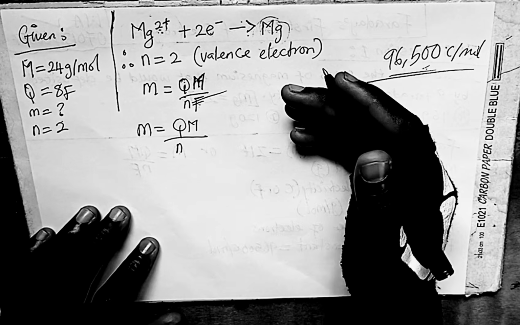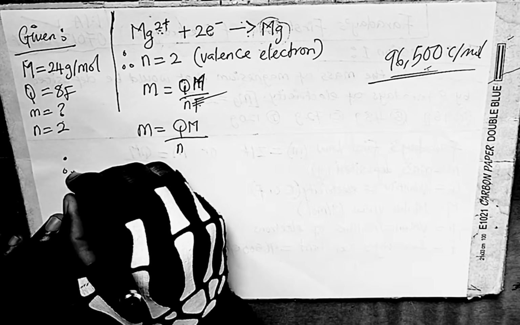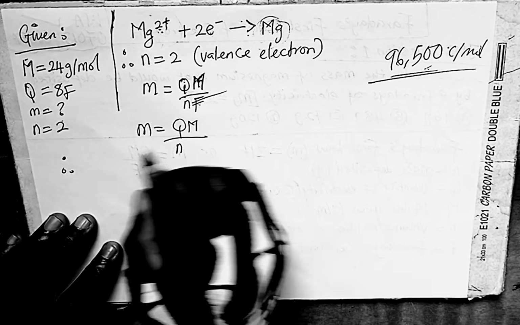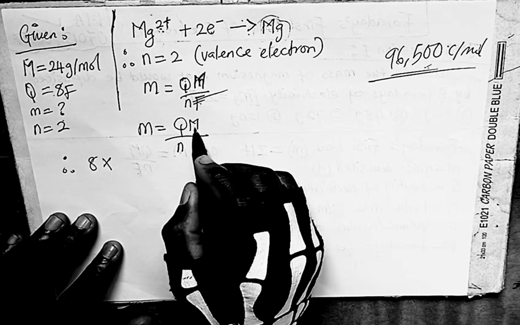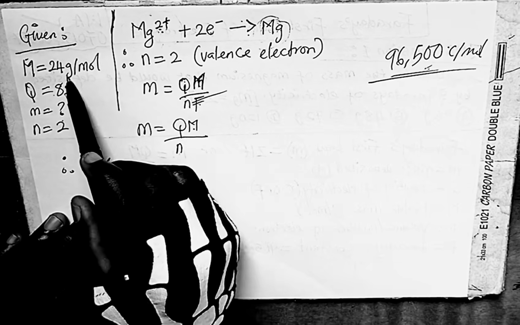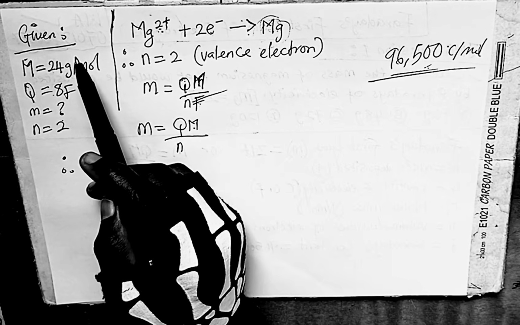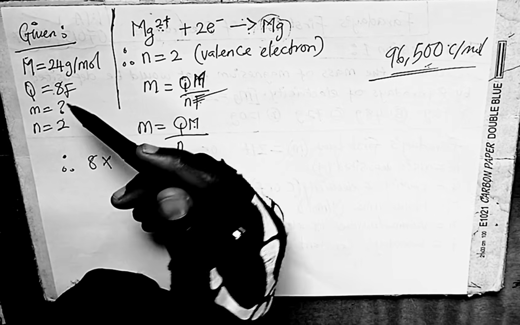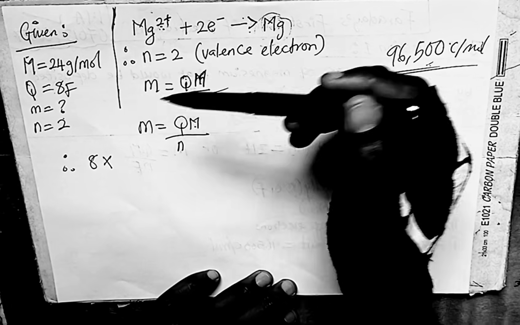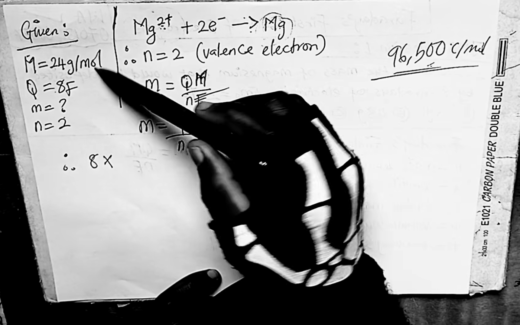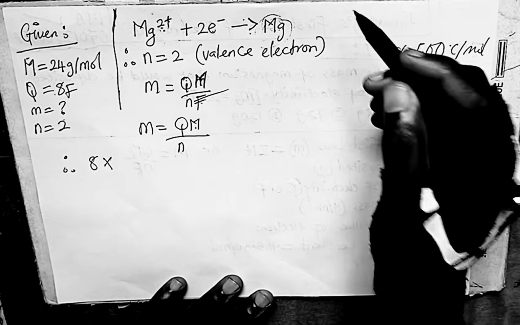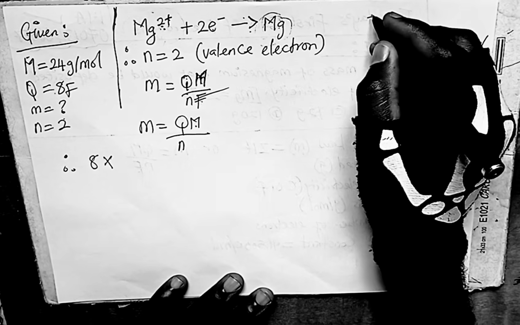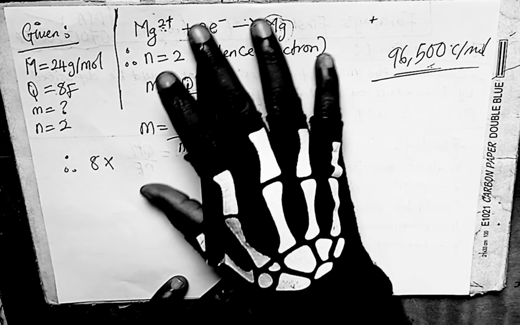Therefore, we substitute. What is our Q? Q is 8 times the molar mass. What is the molar mass of magnesium? Remember, if you are given different elements, they will give you the molar mass of each element, and you add all the molar masses together to get the molar mass of the complete compound. That is common in chemistry.